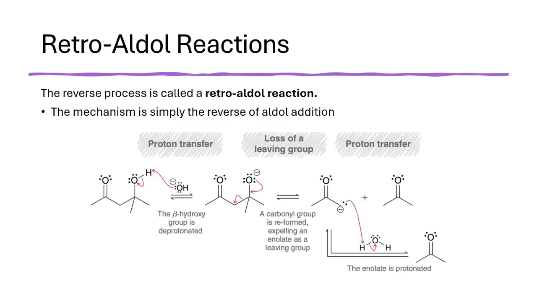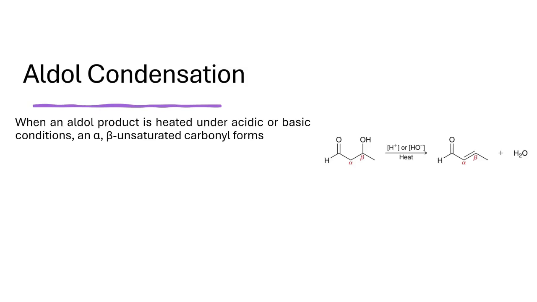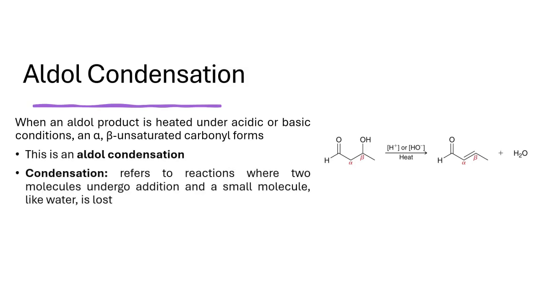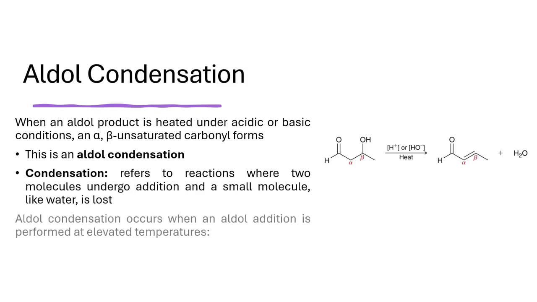Aldol condensation. When an aldol product is heated under acidic or basic conditions, an alpha-beta unsaturated carbonyl forms. This is called an aldol condensation. Condensation refers to reactions where two molecules undergo addition and a small molecule, like water, is lost. Aldol condensations occur when the aldol addition is performed at elevated temperatures. Oftentimes we will denote this with the word heat.